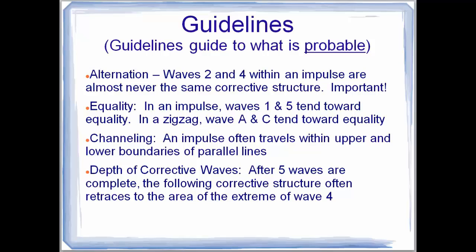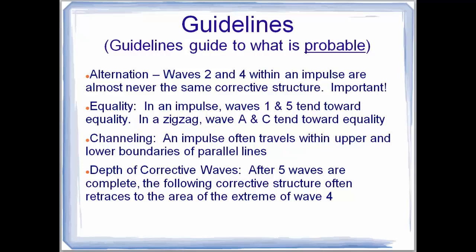Besides the 3 unbreakable rules of Elliott, there are several very helpful guidelines within the wave principle that assist in keeping higher confidence wave counts. The guideline of alternation tells us that within an impulse, wave 4 is very likely to carve out a different pattern than the one already seen in wave 2.